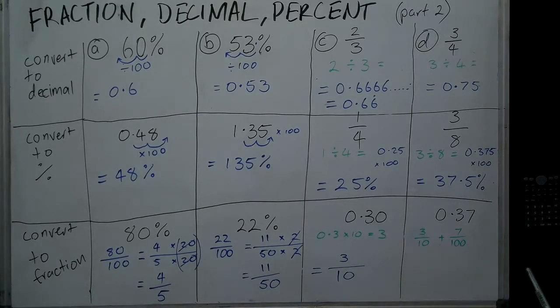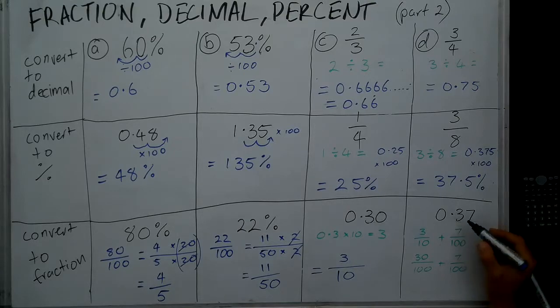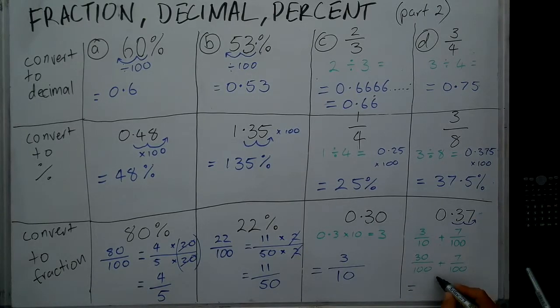So we just need to combine those. Really we need this to be an equivalent fraction with the same number at the bottom. So this is the same as, I'm going to multiply top and bottom by 10, 70 on 100. So really, I'm multiplying 0.37 by 100. Move the decimal place to there. 37 over 100. That's it.